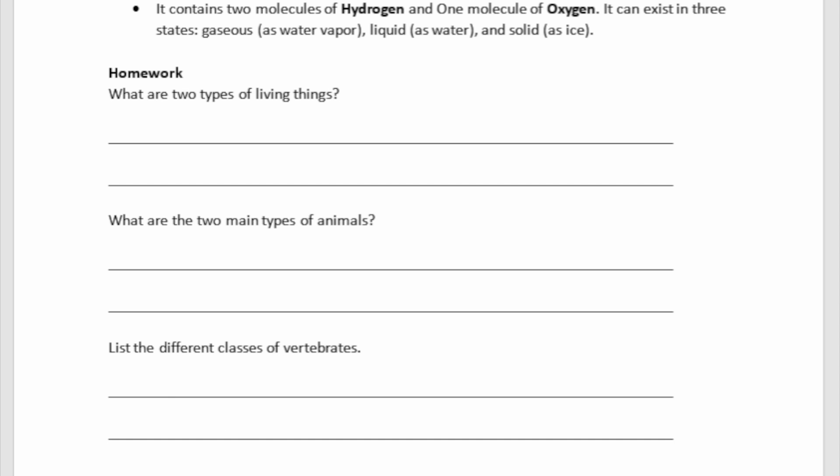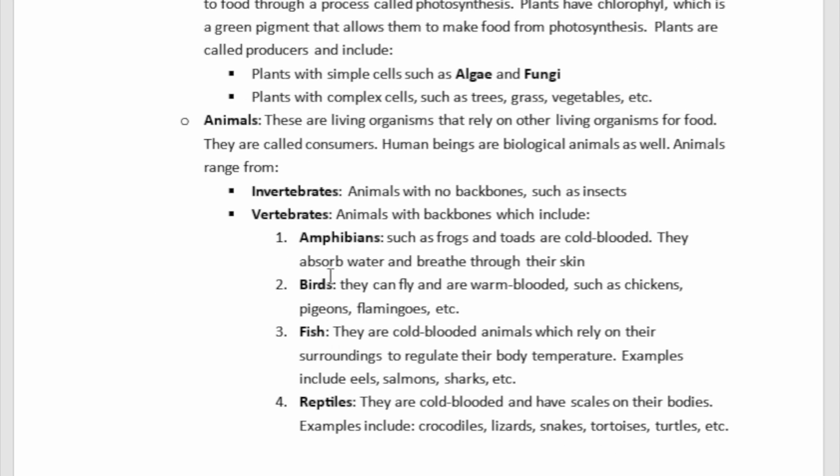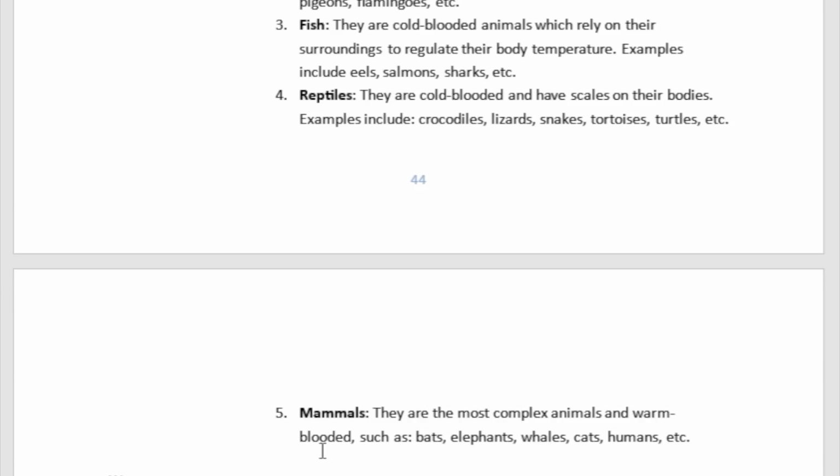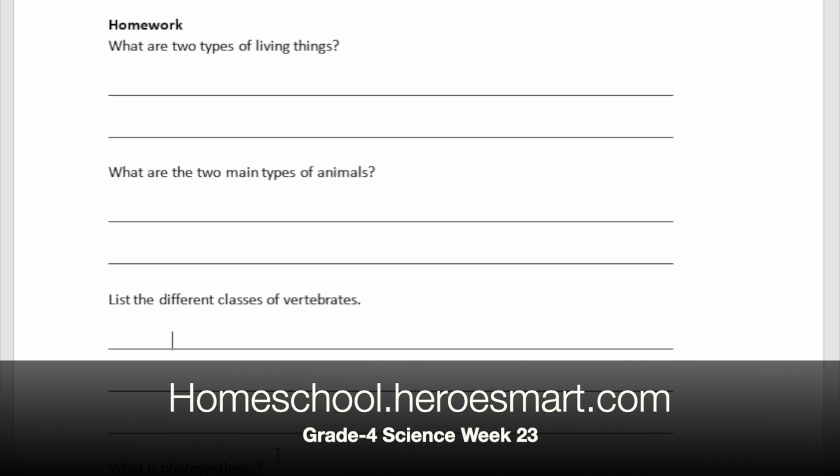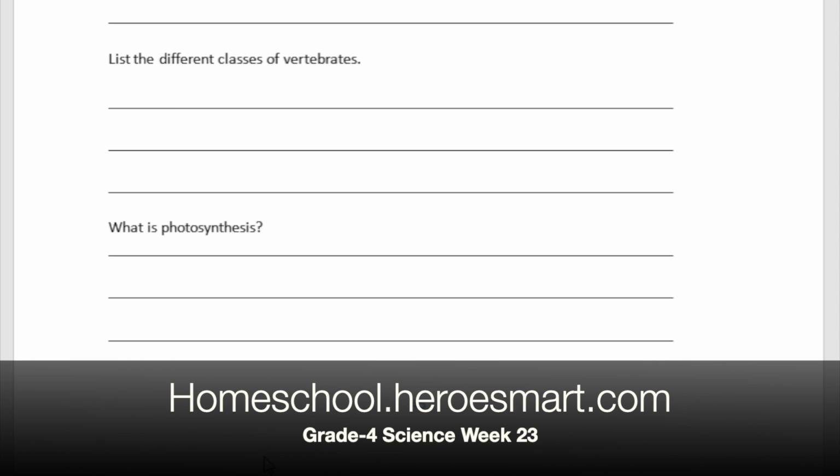List different types of vertebrates. Well, different types of vertebrates are going to be amphibians, birds, fish, reptiles, mammals. What is photosynthesis? Photosynthesis is a way that plants convert sun's energy to food, and in the process of that they are going to convert carbon dioxide to oxygen as well.